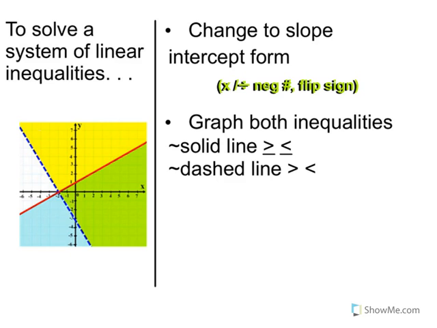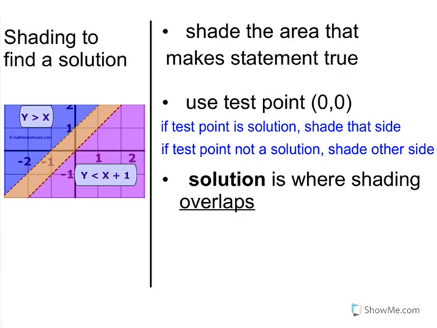Remember our special requirements when we're graphing: the solid line or dashed line, when to shade above and below, and how to determine when to shade above and below with that test point. When we're shading to find a solution, you're going to shade the area that makes the statement true. So remember, you're going to use a test point such as 0, 0 in order to figure out which side to shade. If the test point is a solution, then shade on that side. If it's not a solution, then shade on the other side. And then the solution to your system is going to be where the shading overlaps.